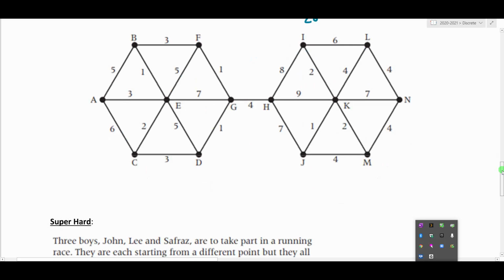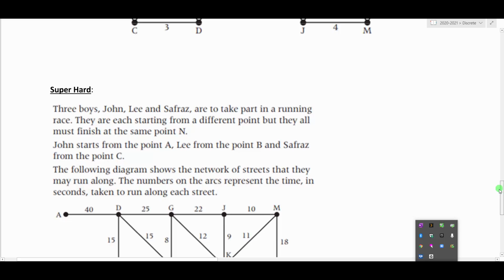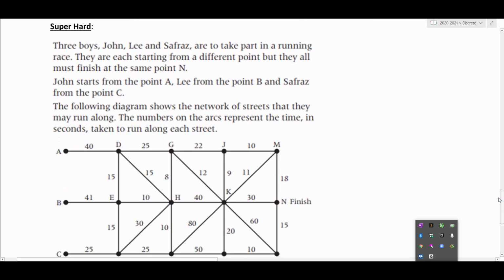All right, and then we'll come down here. This is the super hard one. So if you're a glutton for punishment, this one is an interesting problem. It's analyzing a race. Okay, so you have three racers, John, Lee, and Safraz. They start at these 3 points, A, B, and C, and they race through the network graph to get to the finish point here. And you can actually use Dijkstra's algorithm to figure out who is going to win and how long it's going to take them to get to the finish line.